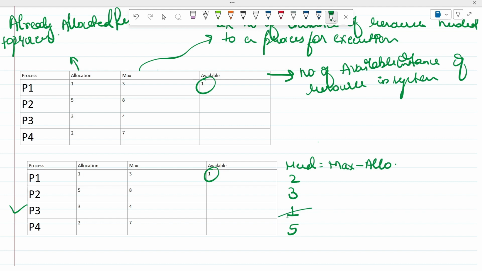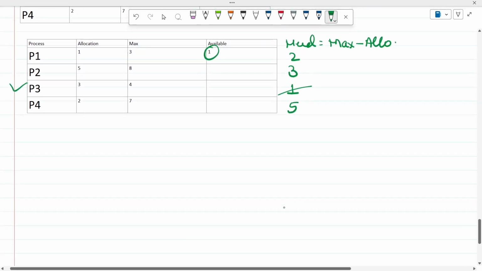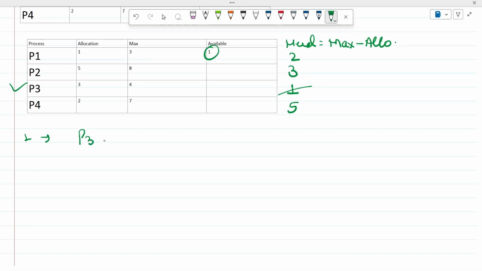P3 starts execution. When P3 is completed, it releases all the resources, the available one and the allocation one. So let's understand in a descriptive way: we provide the available resource to P3, P3 starts execution.